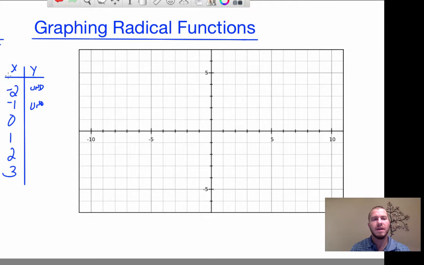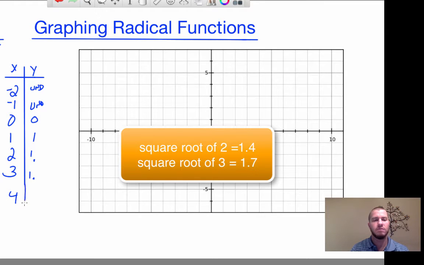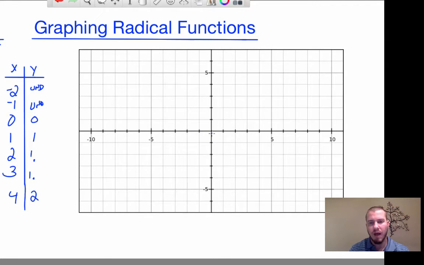So the first one I'm going to get is 0. That's going to be when I plug in 0, I get y is equal to 0. When I plug in 1, the square root of 1 is 1. When I plug in 2, well, that's not going to work. It's going to be a decimal, 1 point something. And the first next whole number I get is when I plug in 4, and that's going to be 2.